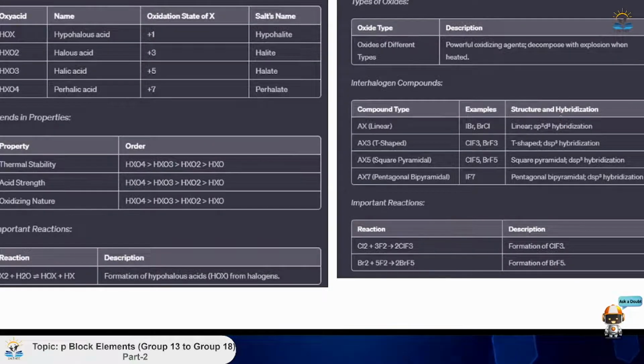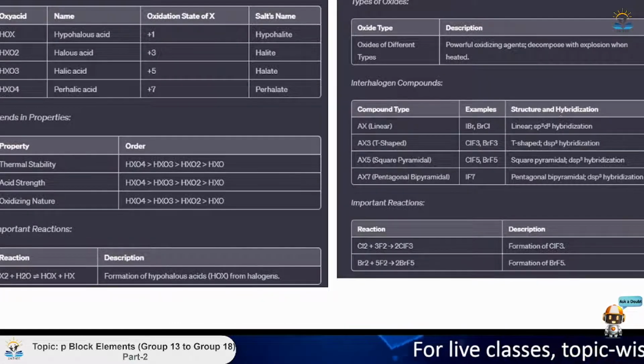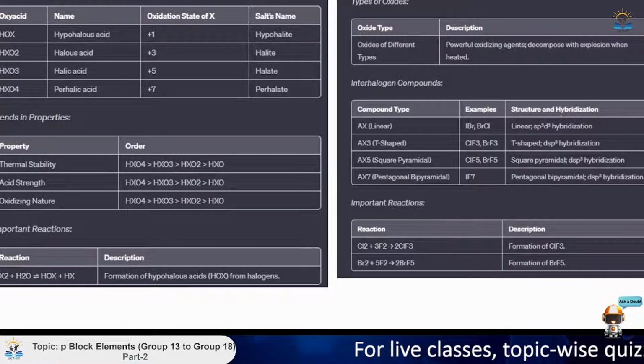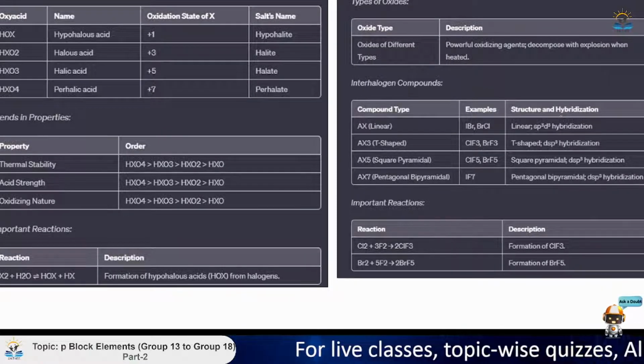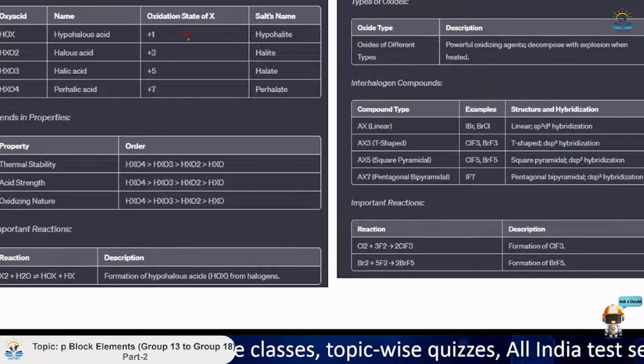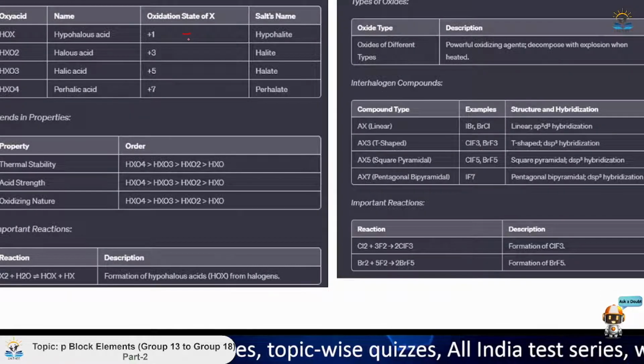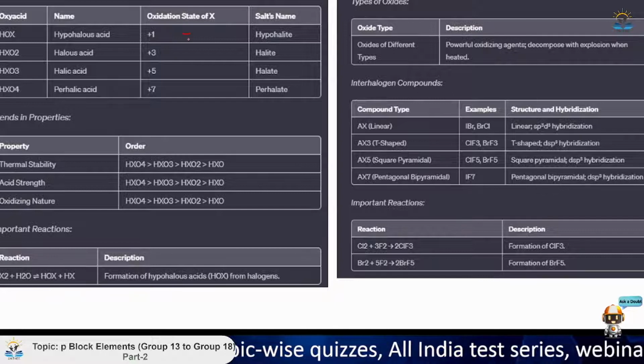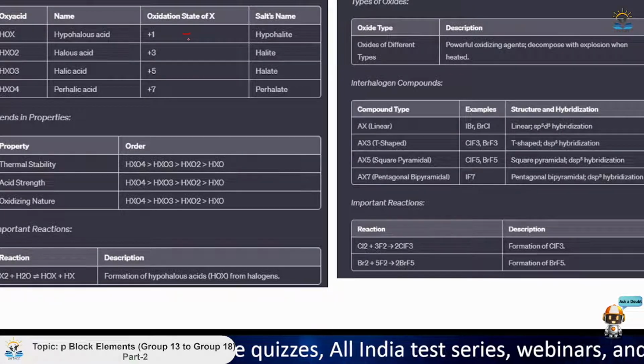Now, oxoacids, basically when you get OX kind of things, then it's called an oxoacid. And there are basically hypohalous, halous, halic, perhalic acids, in which you have a respective oxidation state of the halogen that you use. Like hypohalous always has +1 halogens. And similarly, halous acids have a +3 one.